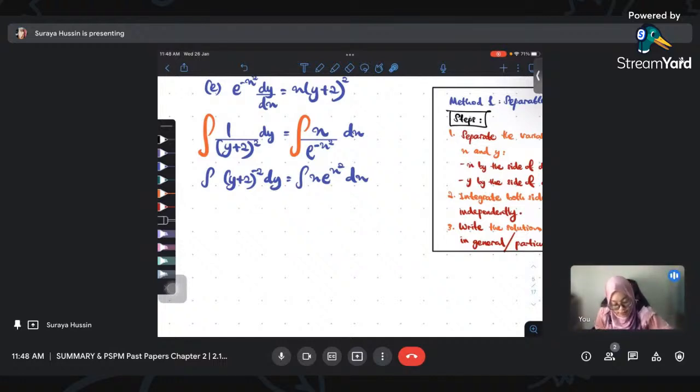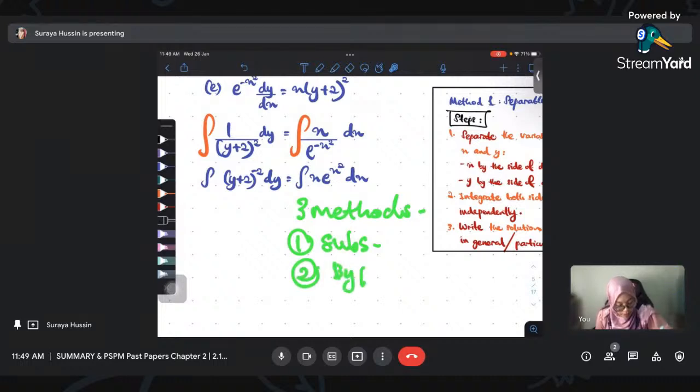So, when I see these things, I ask myself, ada tiga cara lah. There are 3 methods to think of. First is substitution method. Second is by part. Third is partial fraction.